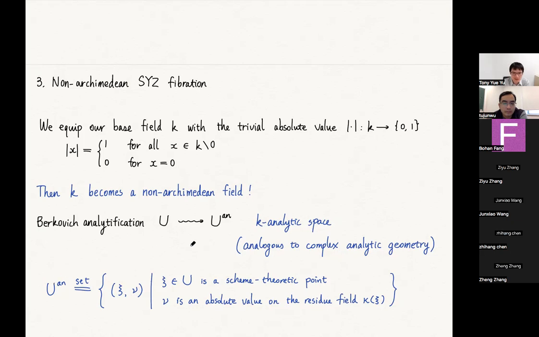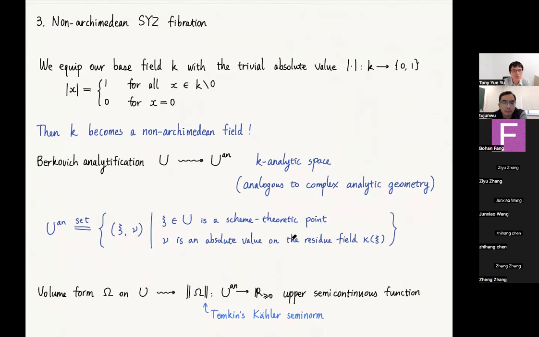And that's what the analytification is as a set. And we can also put the topology and then a sheaf of analytic functions in the natural way. That's how this analytic space is defined. And now we are in analytic geometry, although a slightly different kind of complex analytic geometry.